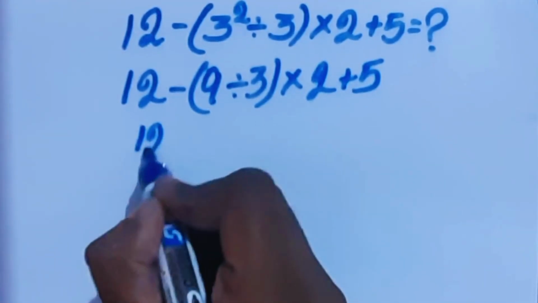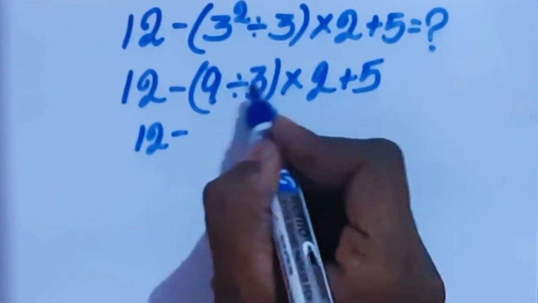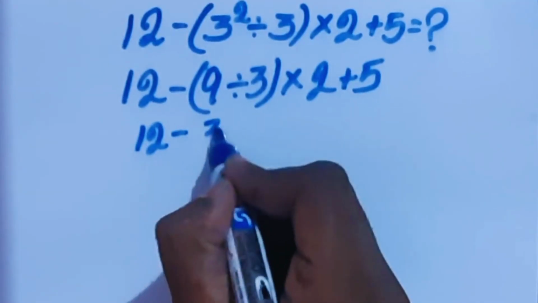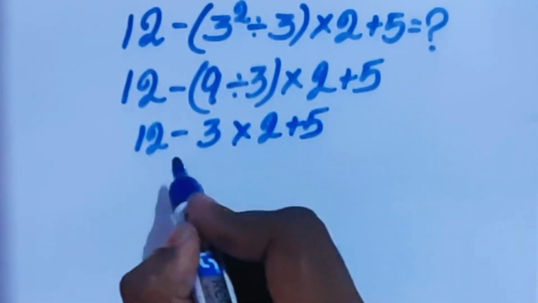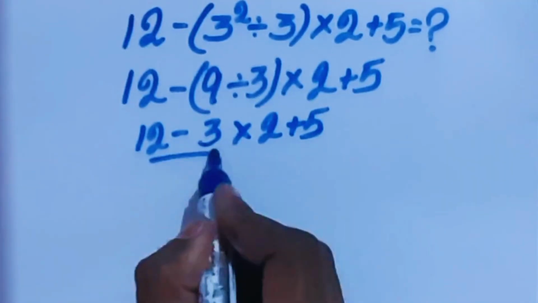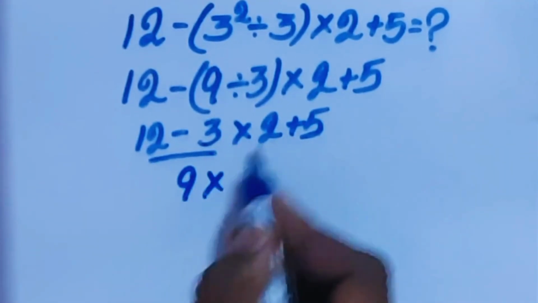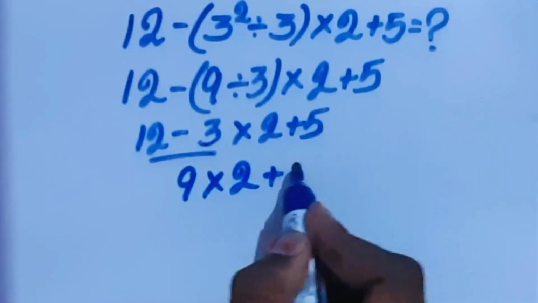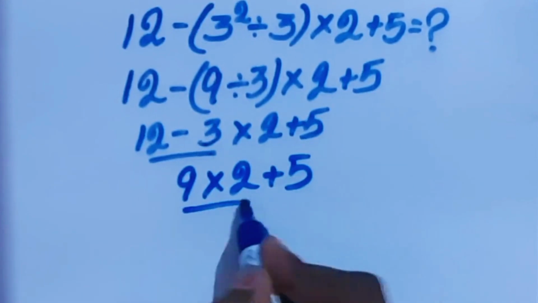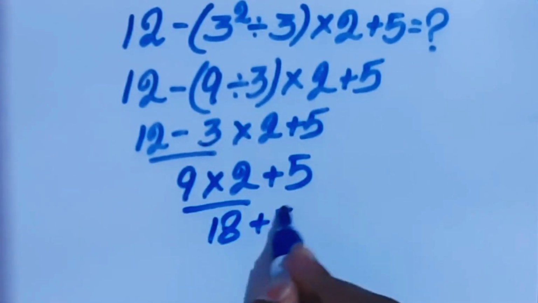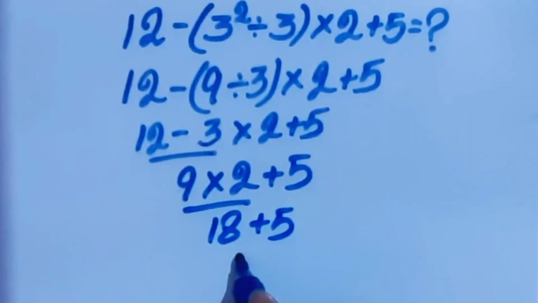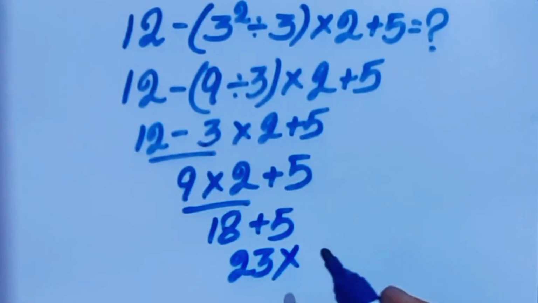Here, 12 minus 3 to the power 2 is 9, divided by 3, times 2, plus 5. Now 12 minus 9 divided by 3 is 3, times 2 plus 5. Here 12 minus 3 is 9, times 2 plus 5. Here 9 times 2 is 18, plus 5. 18 plus 5 is 23, which is the wrong answer as per the order of operations.